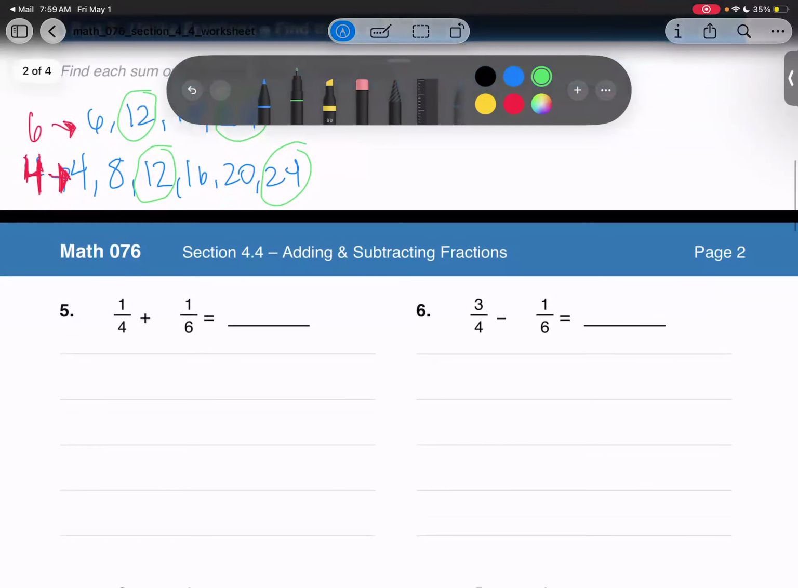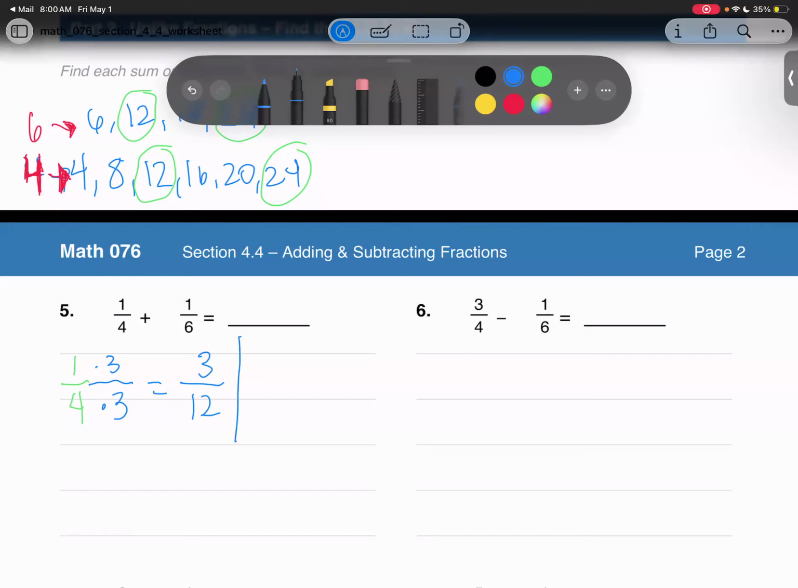Okay. So first thing I need to do is make each term have an equivalent fraction over 12. So I ask myself, 1/4 becomes how many 12ths? I multiply 4 times what to get 12? I multiply it by 3. So I'm going to go 1/4, and I'm going to multiply the numerator by 3 and the denominator by 3, and I get 1 times 3, 3 over 12. So that's my first fraction, 3/12.